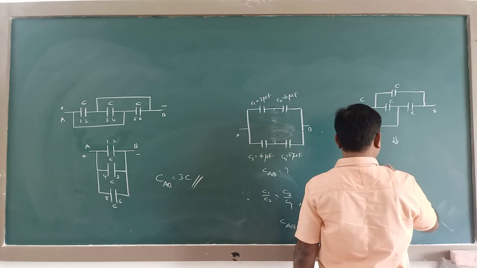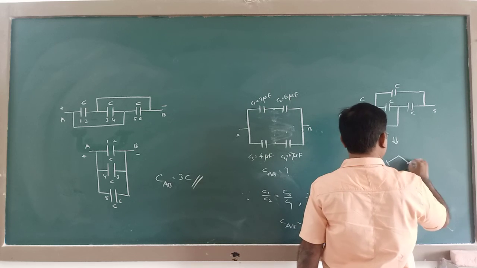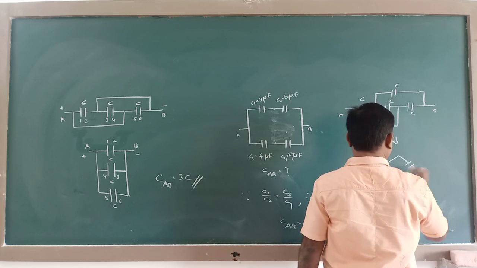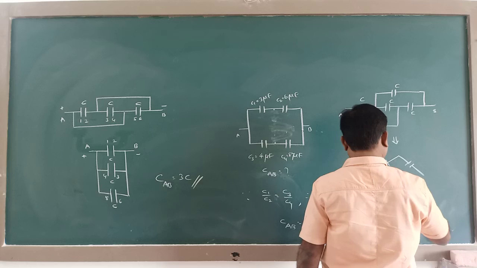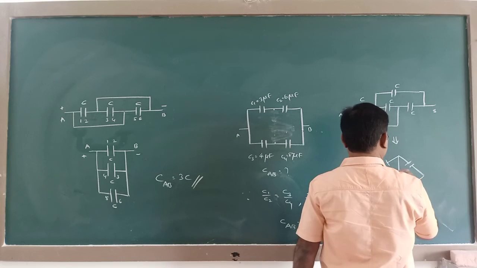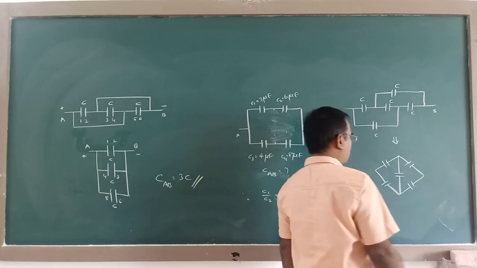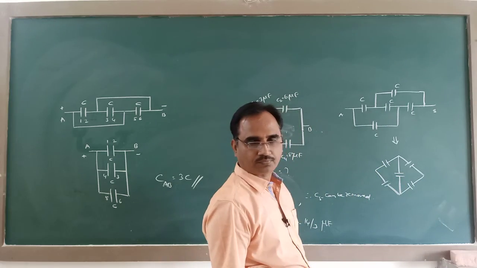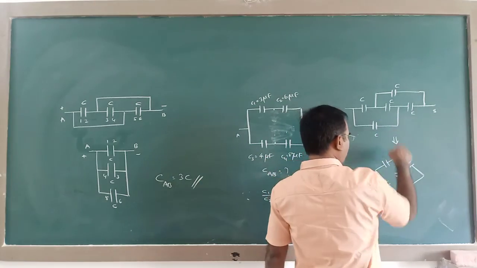When you draw this equivalent circuit, you will get a circuit like this, which is nothing but Wheatstone's network. So this reduces to this form.